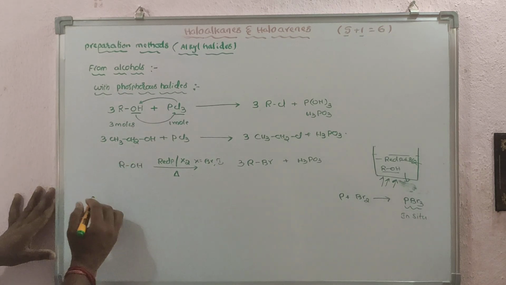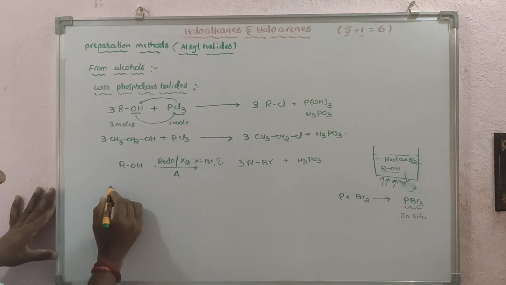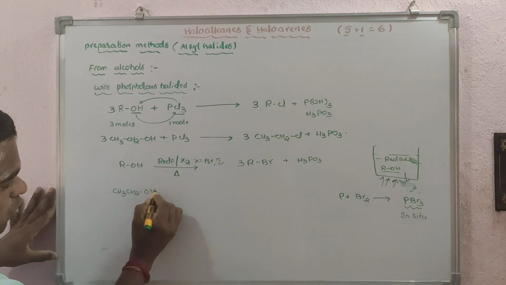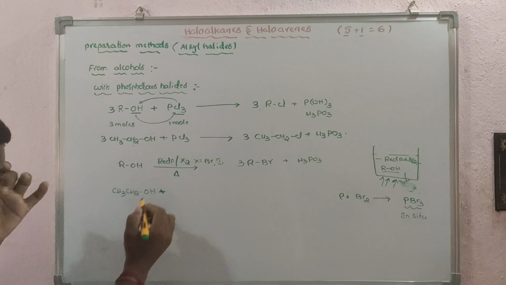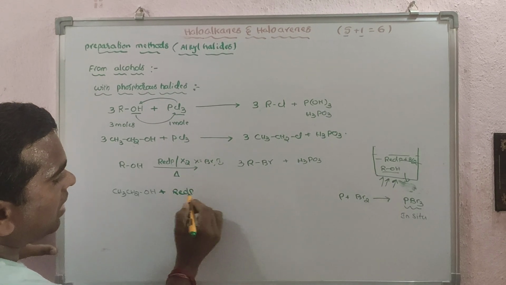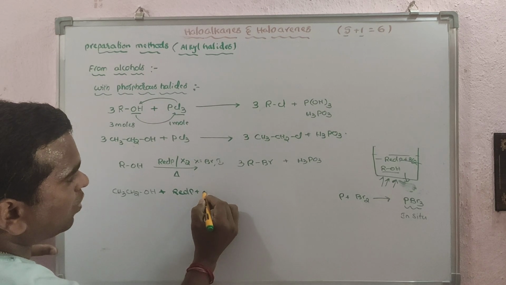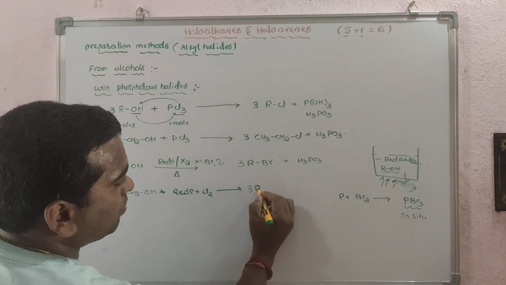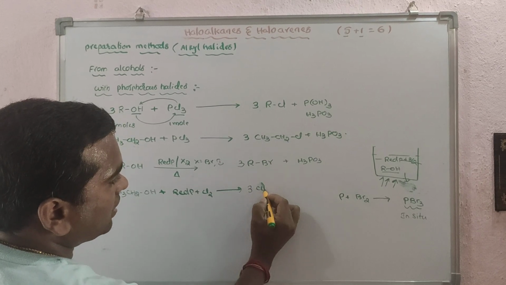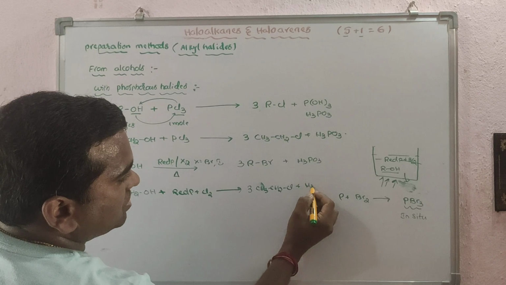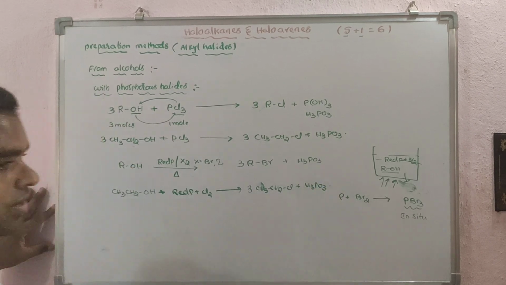Next one. Suppose I take one simple example, CH3CH2OH, plus red phosphorus and chlorine. What compound will you get? You will get 3 moles of CH3CH2Cl plus H3PO3.